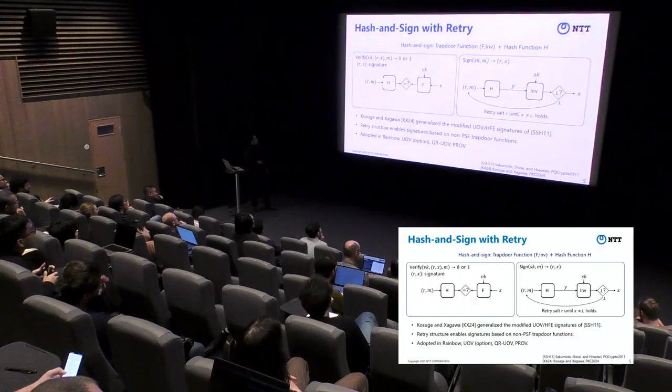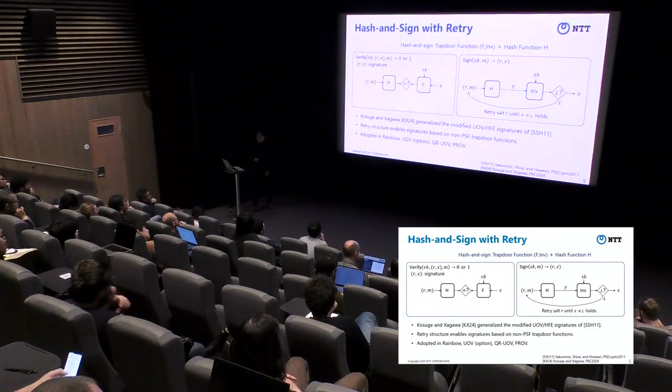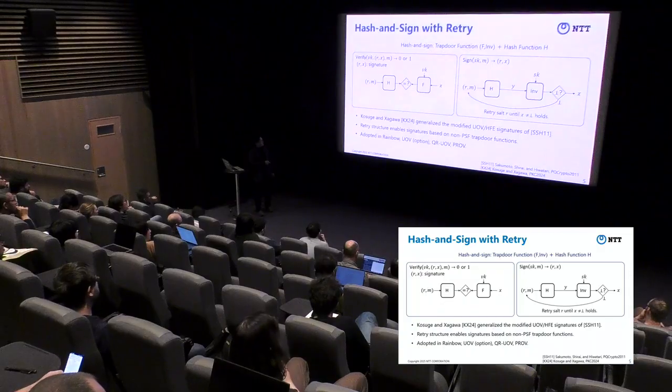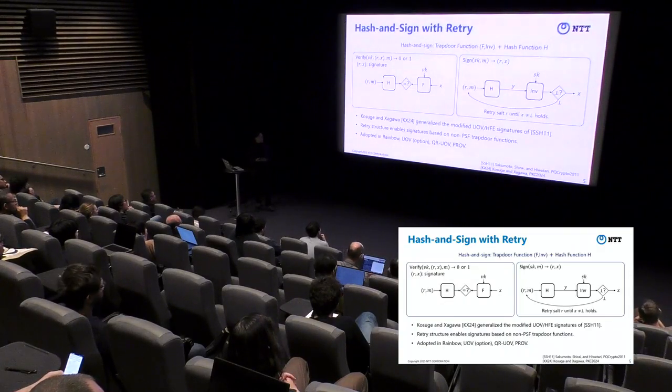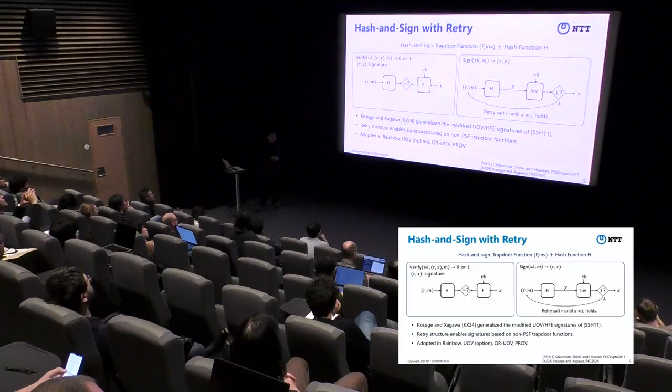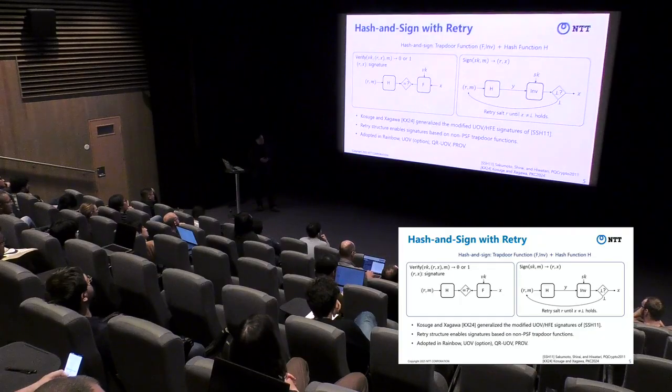And this is actually the generalization of the modified UOV and HFE signatures proposed by Sakamoto et al. And this retry structure is actually really important for building signatures. We can actually weaken the assumption for building signatures. We don't need to use PSF. PSF is a preimage sample function, and that has very good statistical properties for simulating signatures.